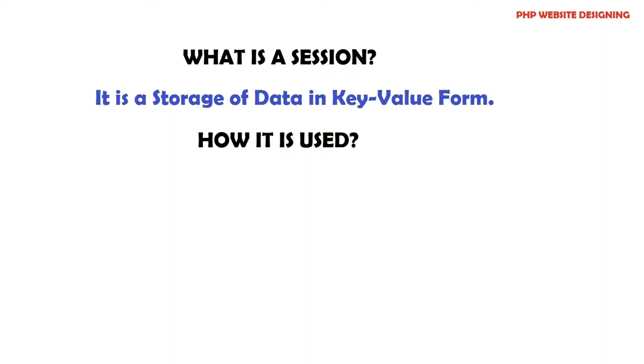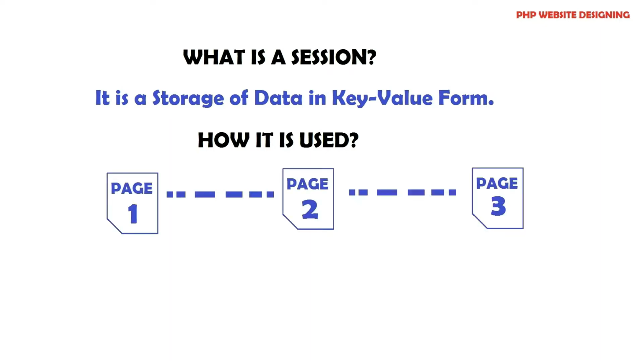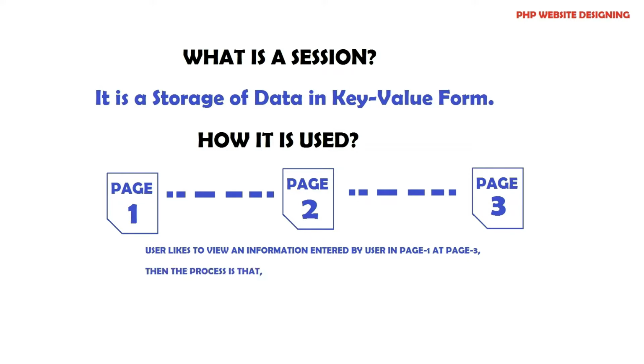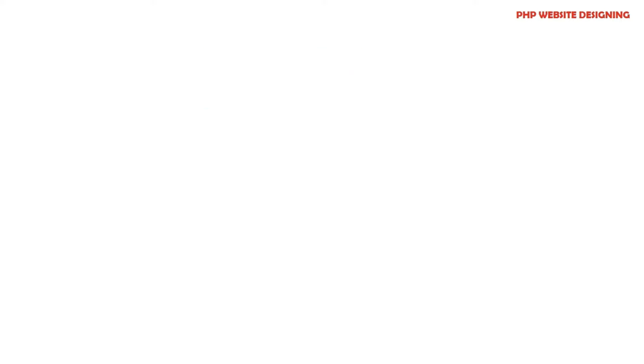Consider there are 3 pages: 1, 2, 3. The user likes to view information entered by the user in page 1 at page 3. Then the process is that in page 1, the user keeps the values in session with a reference of key value and accesses these values in page 3.